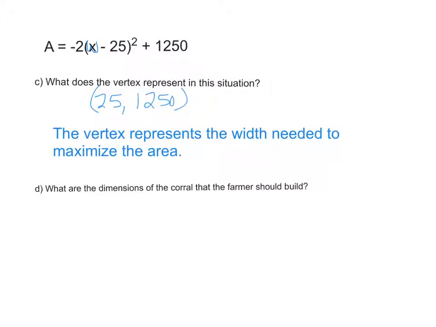So 1250 divided by 25. The dimensions of the corral, it's going to be 25 feet by 50 feet. 25 feet in width by 50 feet in length.